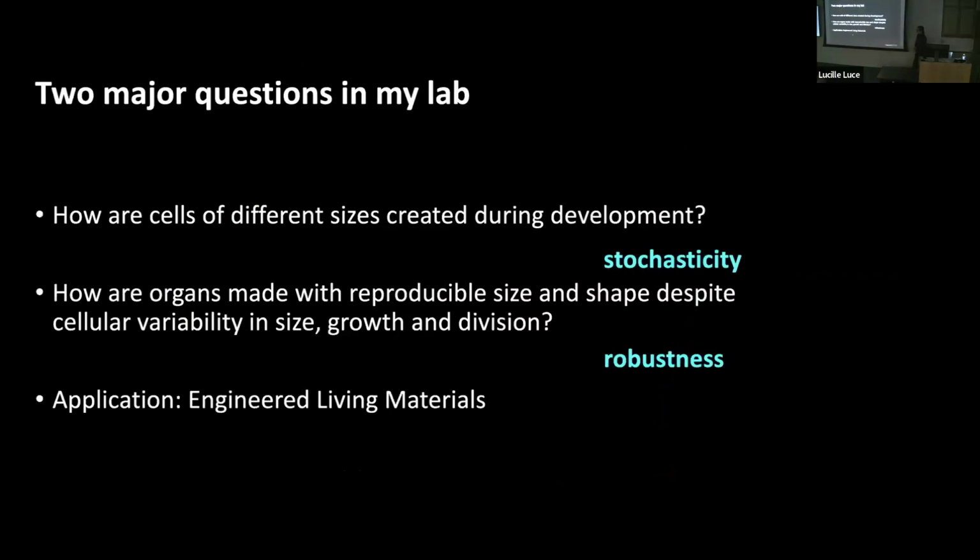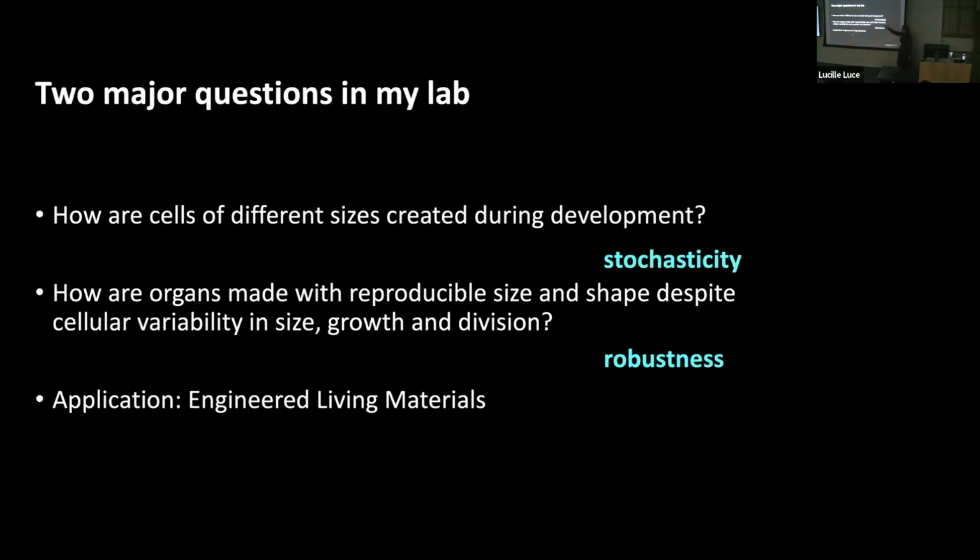So that comes to the two major questions in my lab and how we're thinking about applications. The first major question is, how are cells of different sizes created during development? And what's intriguing is we found a real role for stochasticity or randomness and probabilistic behaviors here. And to me, that's really exciting.